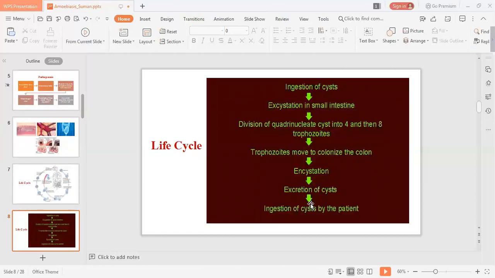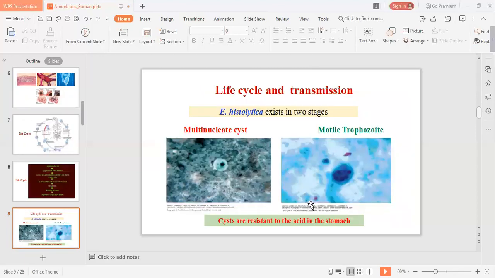Ingestion of the cyst, excystation first, then conversion to trophozoite. The trophozoites will move and colonize the colon, then encystation means formation of cysts. The cyst will come out, meaning excretion of the cyst, and then it will again be ingested by a patient or a new individual. So these are the two forms or stages of Entamoeba histolytica responsible for transmission of this particular pathogen. One is the multinucleate or quadrinucleate cyst, and the second one is the motile trophozoite.